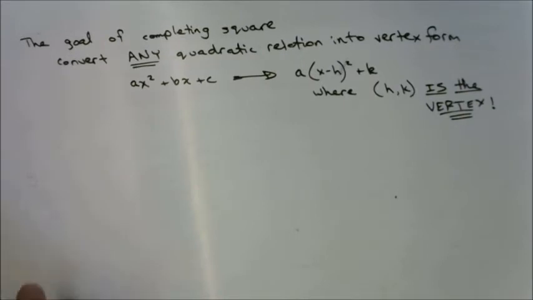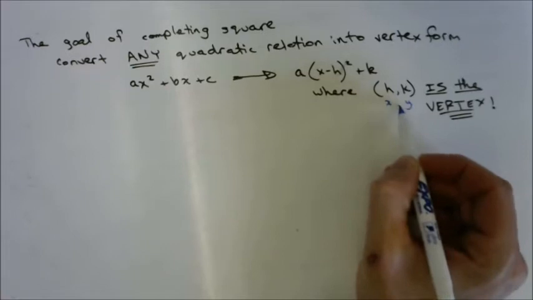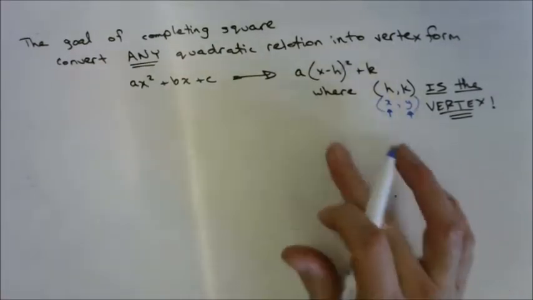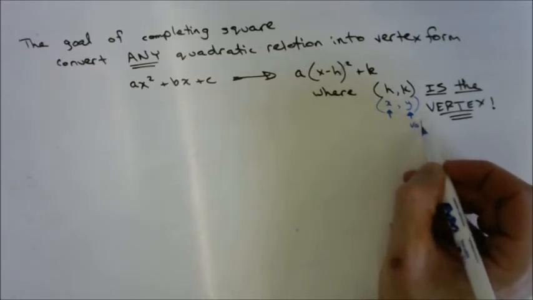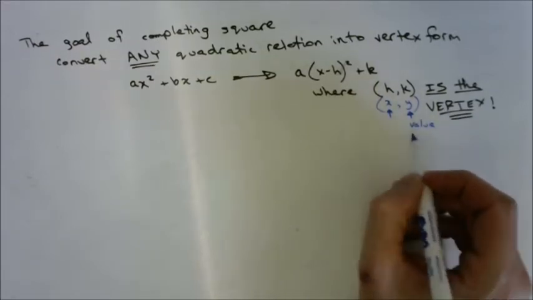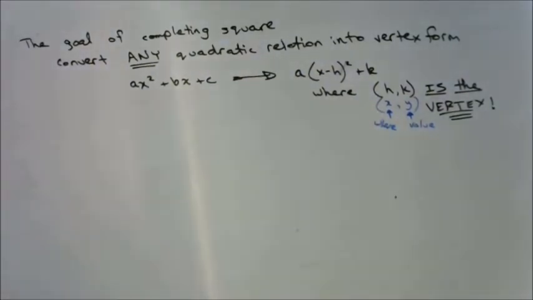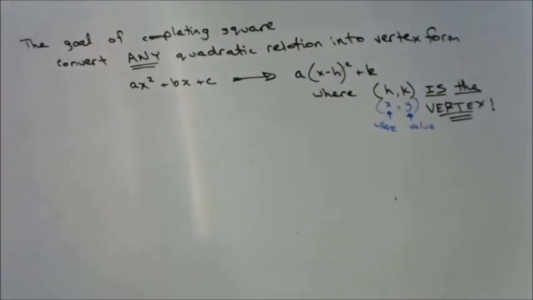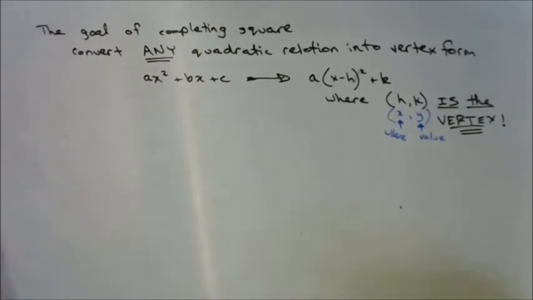Finding the vertex, where h is the x-coordinate and k is the y-coordinate of the vertex. This is when or where, it doesn't really matter, but this is the value of the max or the min, and this, I would typically say, is where it happens. So what I'm going to do is take a whole bunch of quadratic equations and break them into pieces, and just do the steps, step by step, to help us get into vertex form by completing the square.